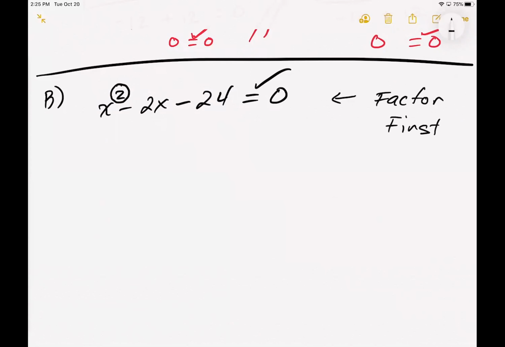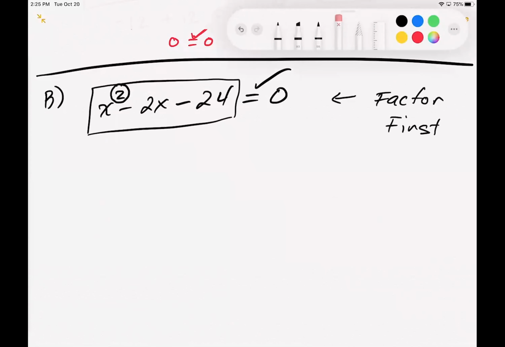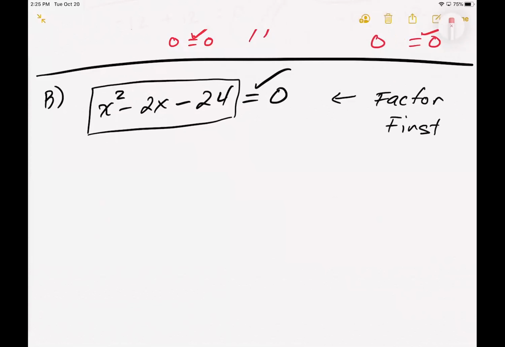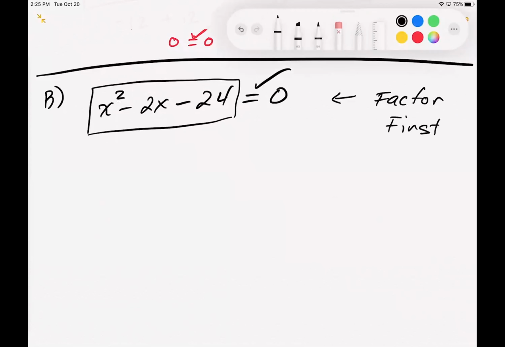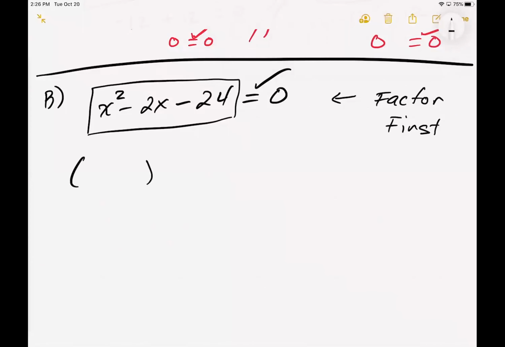You know, if you factor this, now that's why yesterday I asked you, when you look at the problem, can you identify to me, is this an easy problem or a hard factor problem? And hopefully you guys say it's an easy factor problem. Why is it easy? Because in front of the x squared, there is no number.